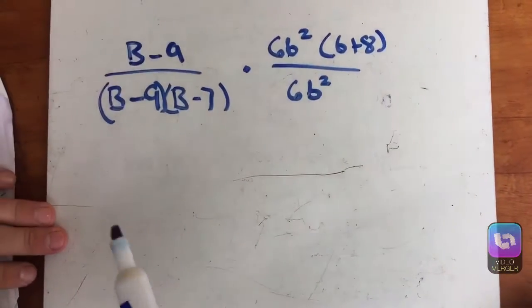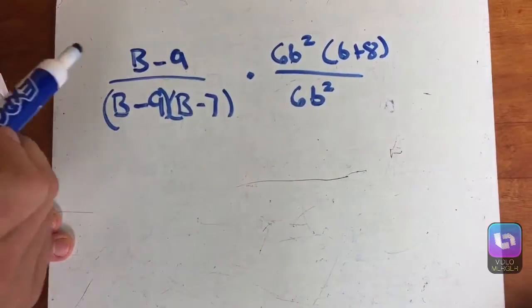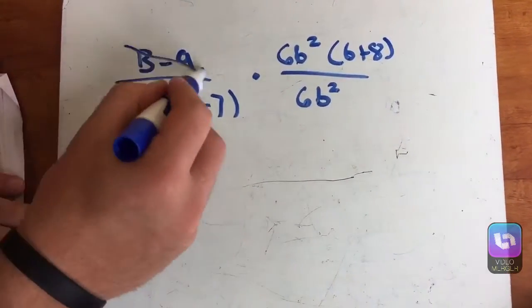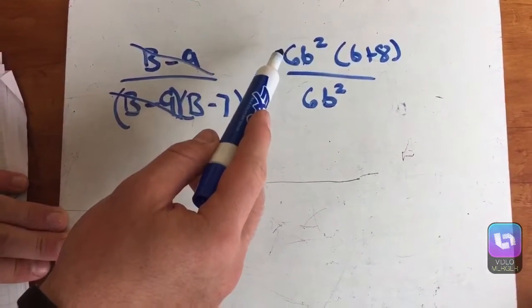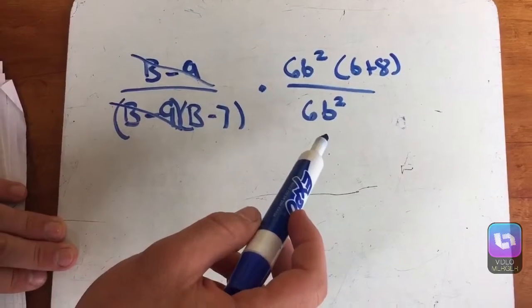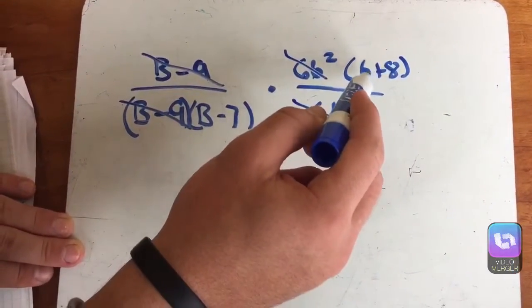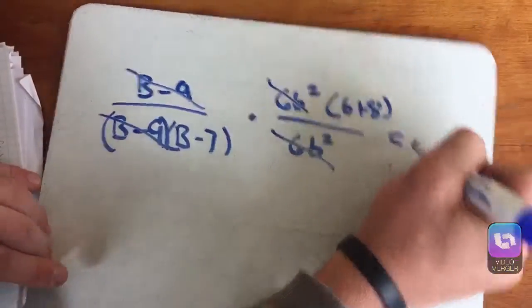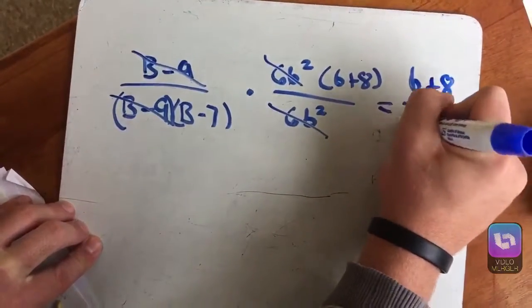We are going to now simplify multiplication. On top you have a b minus 9, and on the bottom you have a b minus 9, so those two will cancel each other out. And then on top over here you have a 6b squared and a 6b squared on the bottom, so those two will cancel out, but the b plus 8 does not match with the b minus 7 over here, so your answer would be b plus 8 on top over b minus 7.